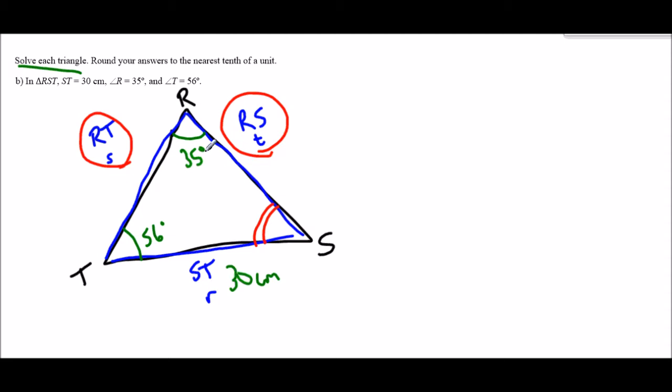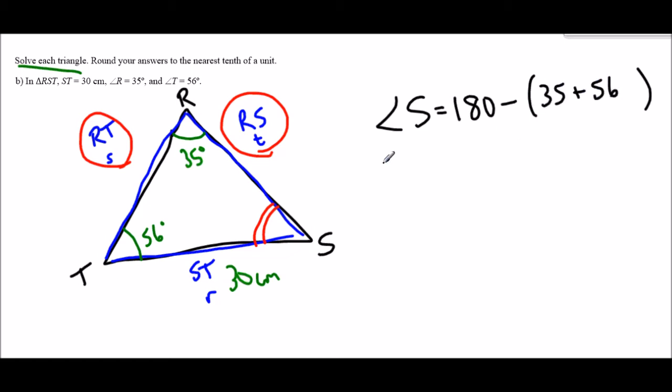So first of all, before I do anything else, I know that it's going to be very quick for me to find the measure of angle S because I have two of the three angles in a triangle. And in any triangle, the sum of the angles is 180. So let's do that before we do anything else. So I know that angle S is going to be equal to 180 minus whatever the angles are that I have. So I have a 35 degree angle and I have a 56 degree angle. So that means that I now know that the measure of angle S is 89 degrees. So I've already done one of the parts that I need.